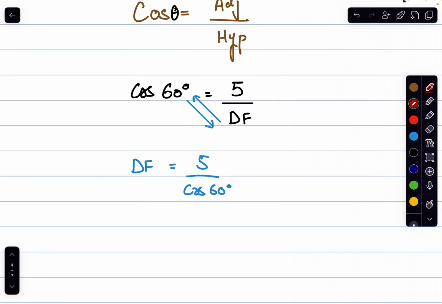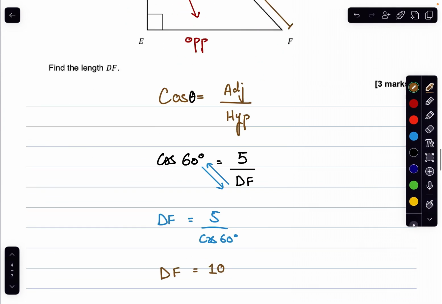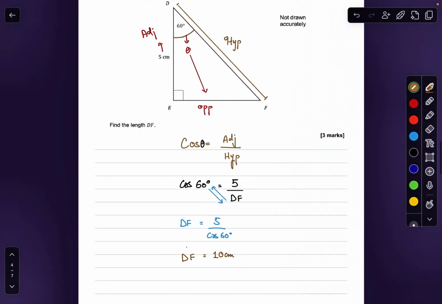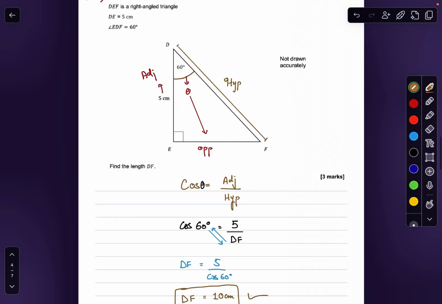Now solving on the calculator, you'll be getting the answer for 5 divided by cos of 60. The answer for that is DF equals 10 centimeters. Yes, it's centimeters because the unit here is centimeters. So that would be your DF side. So you should know how to use this one out.